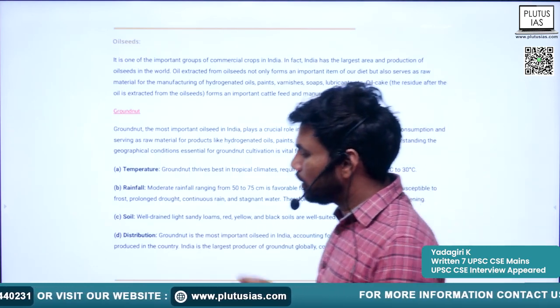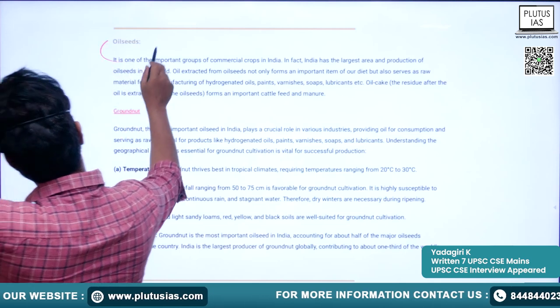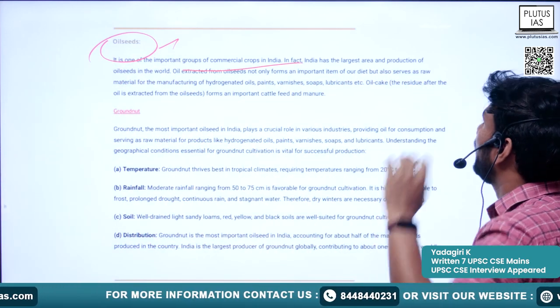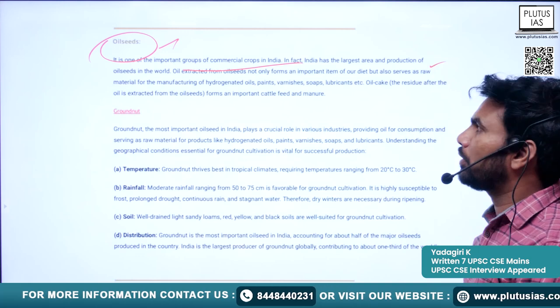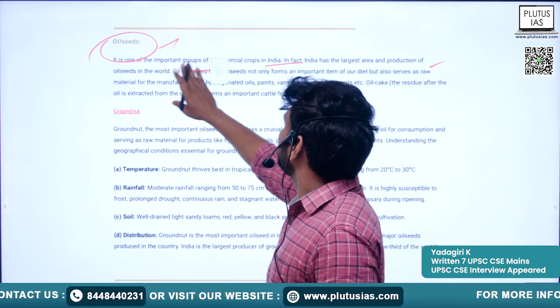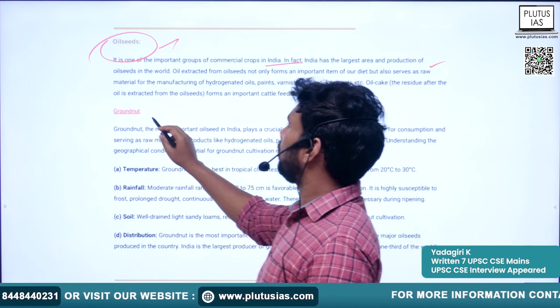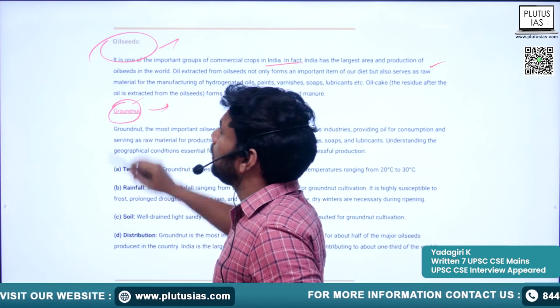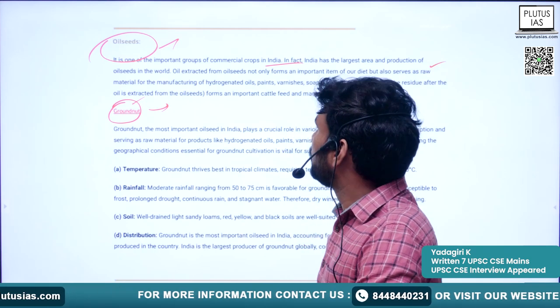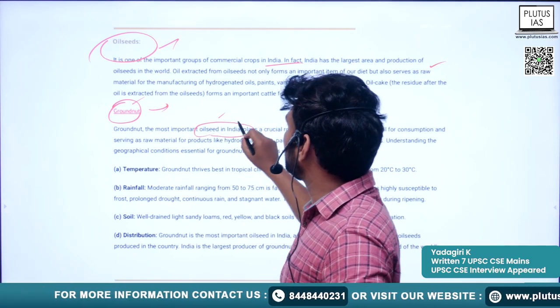Right. Next important commercial crop is oil seeds. It is one of the important groups of commercial crops in India. India has the largest area and production of oil seeds in the world. One of the important oil seed crops is groundnut, and we will understand the conditions required for groundnut. It is the most important oil seed in India.